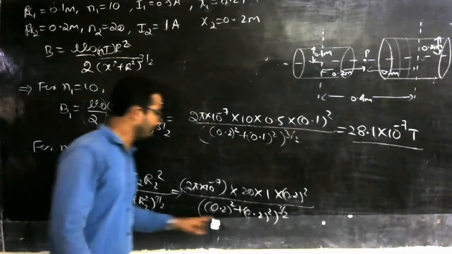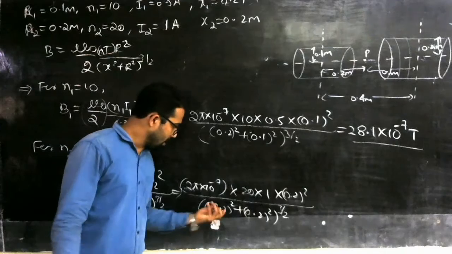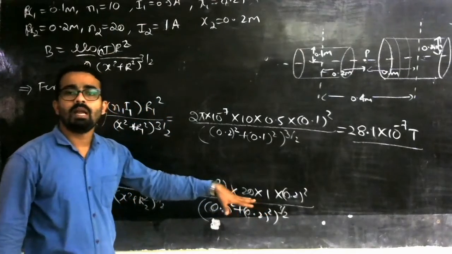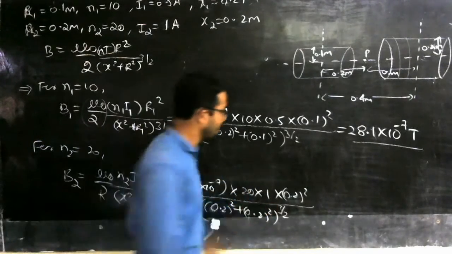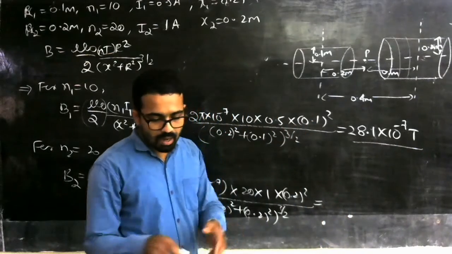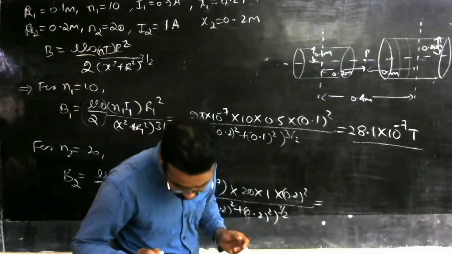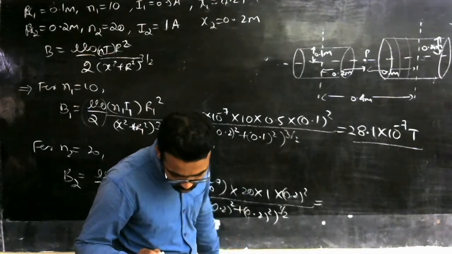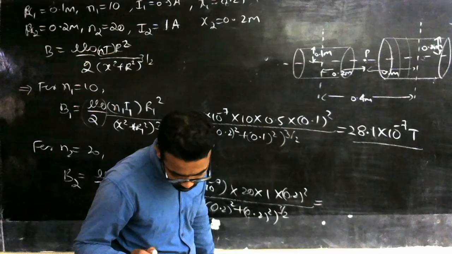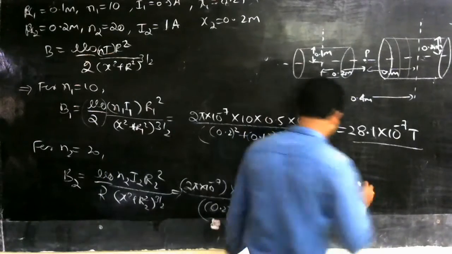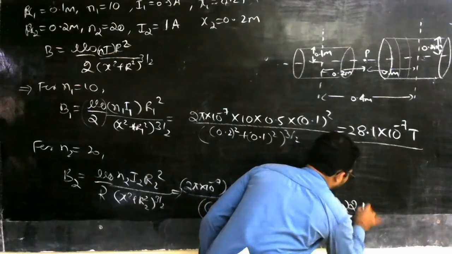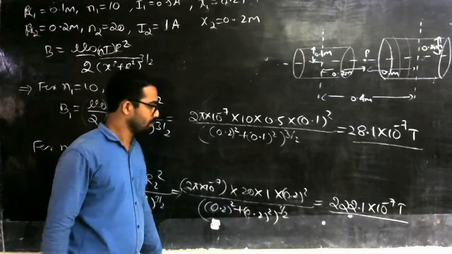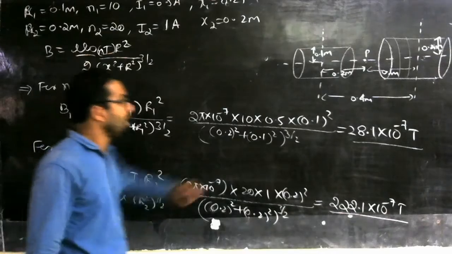I told you how to calculate the denominator. Again I am telling you, take the square of this, take the square of this, add it. After adding, take the square root, then multiply thrice, so that you will get the denominator value. So I have calculated this. So I got 222.1 into 10 to the power minus 7 Tesla. So this is the value I got for B2. Now we have the value for B1 and B2 at the point P.